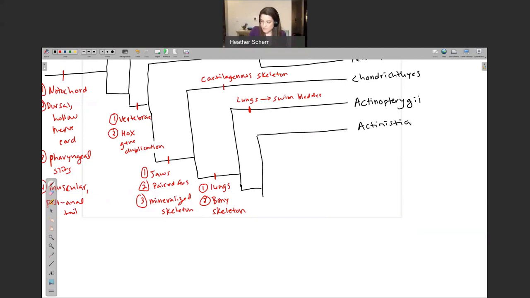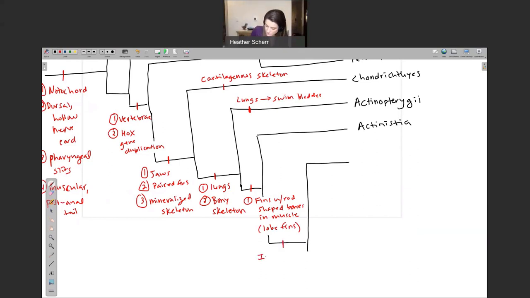We have the Actinistia, which is the coelacanth. These characteristics here: lobe fins, or let's go with this description. Rod-shaped fins with rod-shaped bones that are in muscle instead of just sort of like a membrane or skin, like the Actinopterygii, ray fin fish. These are embedded in there. We also call those lobe fins.